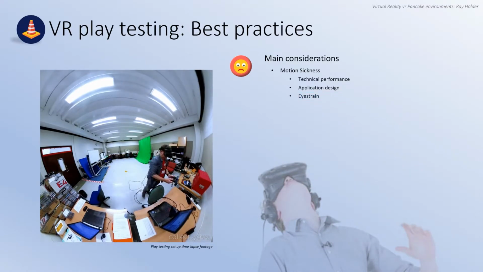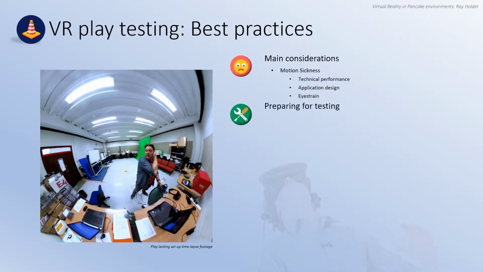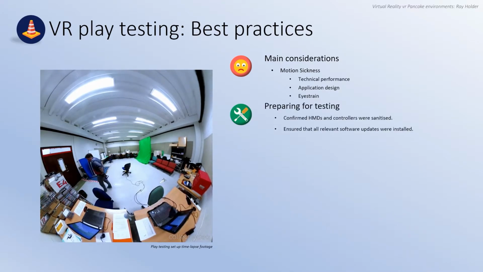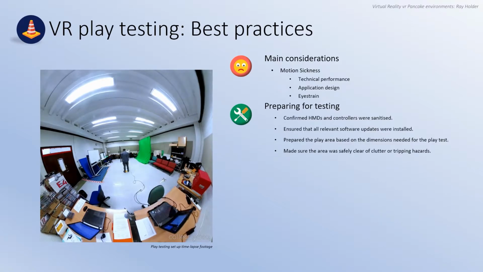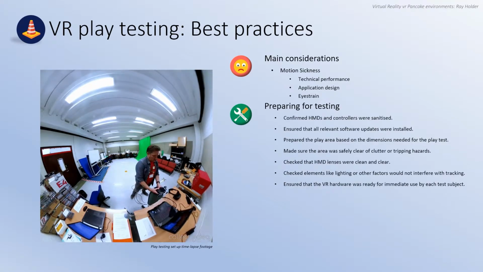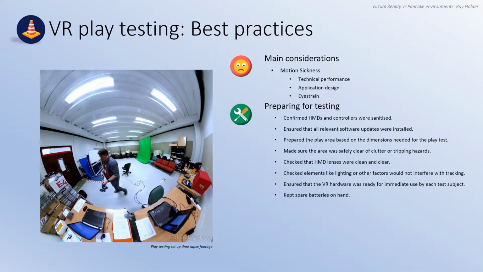A few other points we considered during our VR testing. We confirmed HMDs and controllers were sanitized, ensured all relevant software updates were installed, prepared the play area based on the dimensions needed for the playtest, made sure the area was safely clear of clutter or tripping hazards, checked that the HMD lenses were clean and clear, checked elements like lighting and other factors would not interfere with tracking, ensured that the VR hardware was ready for immediate use by each test subject, and kept spare batteries on hand.